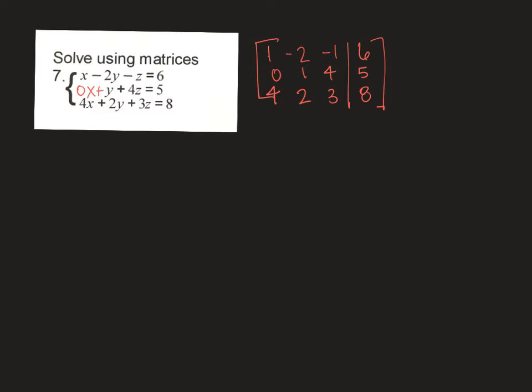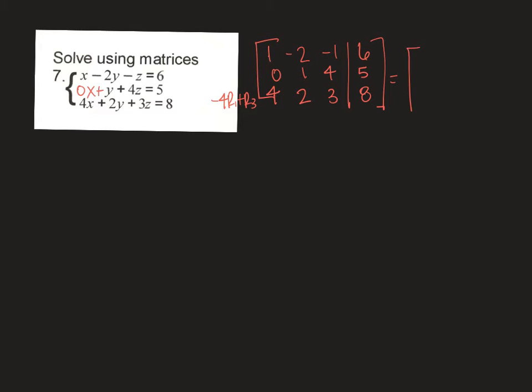So the first thing we're going to do is we're going to get the 4 to become 0. So if we think about that in terms of elimination, we would say, okay, well, my first row or my first equation has a 1. So if I multiply that by -4 and add them together, that's going to give me 0. So -4 times row 1 plus row 3.